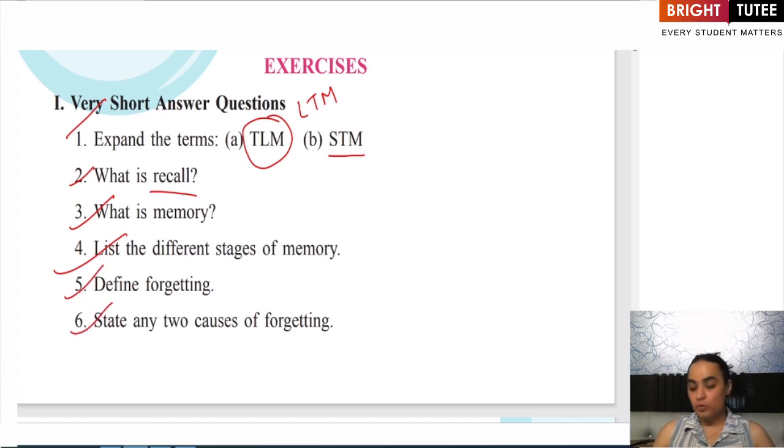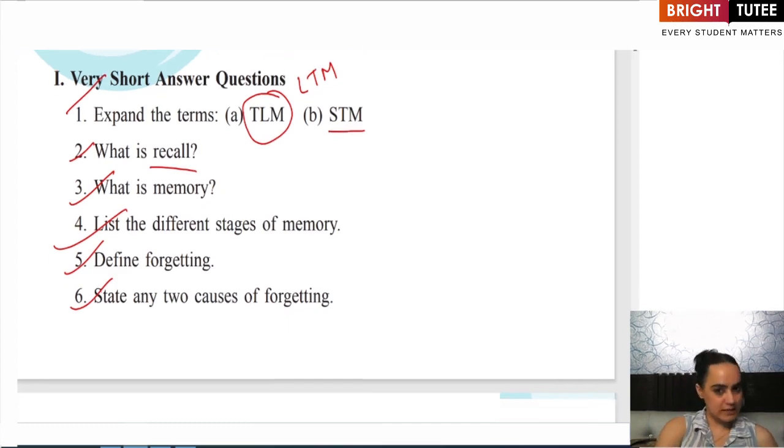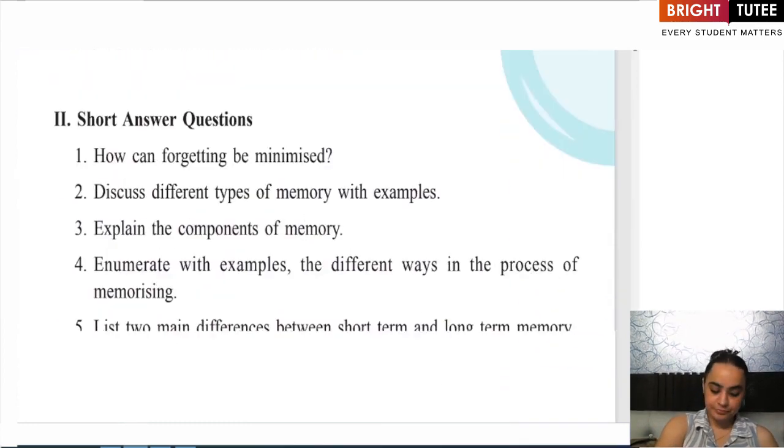Then what is forgetting? The inability for you to remember something that already took place with you. What are the 2 causes of forgetting? We have discussed about the causes of forgetting also, namely, some inhibitions or faulty memory process, retrieval problems. So you have to state any 2 of them.